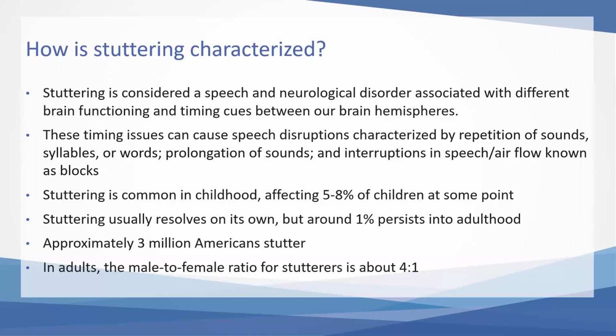Stuttering is common in childhood, affecting about 5 to 8% of children at some point. Stuttering usually resolves on its own, but around 1% persists into adulthood. Approximately 3 million Americans stutter. And in adults, the male to female ratio is about 4 to 1. So a lot more males than females stutter.